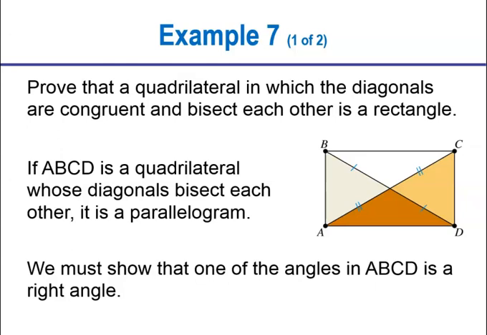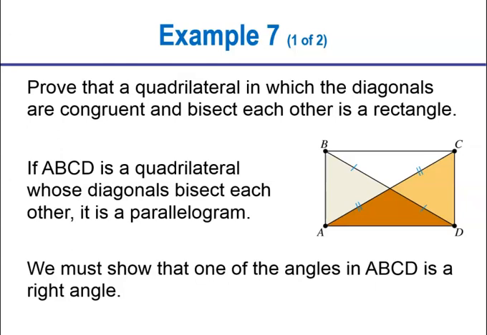All right, so we're going to jump right in with an example. If you haven't watched 12-2 part 1, go back and watch it. Okay, now what we're doing here is we're going to prove that a quadrilateral in which the diagonals are congruent and bisect each other is really a rectangle. Let's think about what that means and what we would really have to prove to have a rectangle.